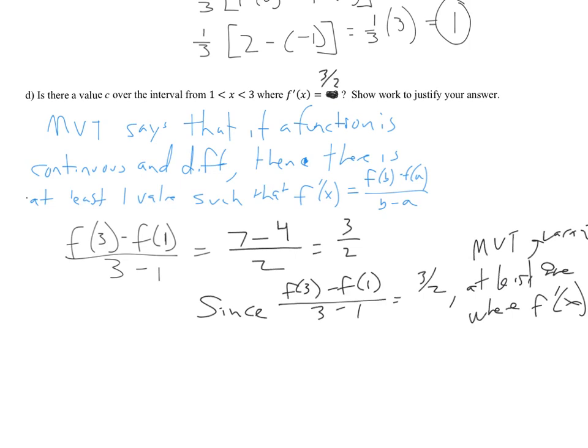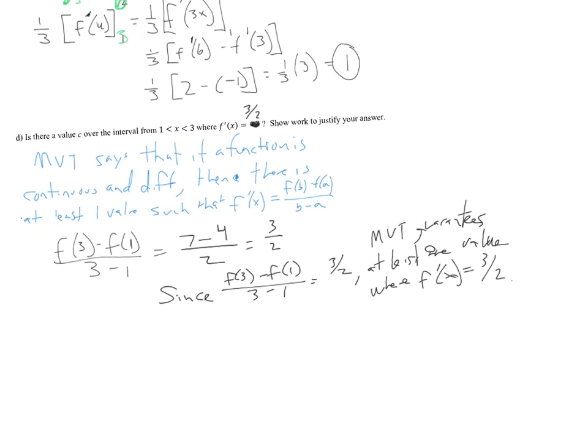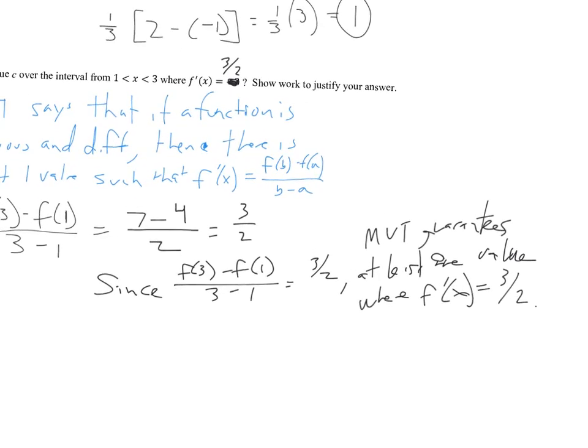So let's think about what the mean value theorem says. Mean value theorem says that if a function is continuous and differentiable over an interval, then there's at least one value C such that f prime of c equals f of b minus f of a over b minus a. In other words, where the instantaneous rate of change equals the average rate of change. Since they gave me the interval from 1 to 3, I'm going to do f of 3 minus f of 1 over 3 minus 1. I'll work out that math and I get 3 halves. Since the average rate of change equals 3 halves, then the mean value theorem guarantees there's at least one value C where f prime of c equals 3/2.